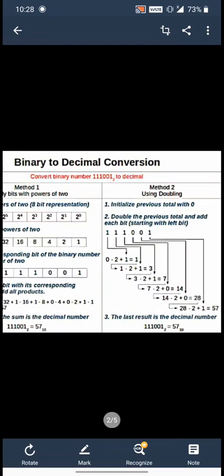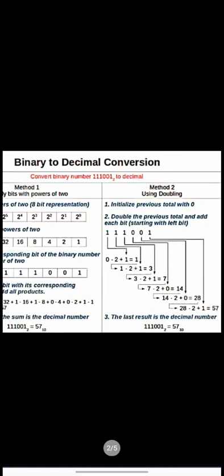In the second step, write the binary number. Double the previous total and add each bit. You're getting my point? See. Let's start from this one. 0 into 2 plus 1, because 1 was written over here, so we got 1. Another number, 1 into 2, because we have to double the total, plus 1, this will give you 3. 3 is the total now. Double 3, 3 into 2 is 6, 6 plus this one is 7, and gives you 7.